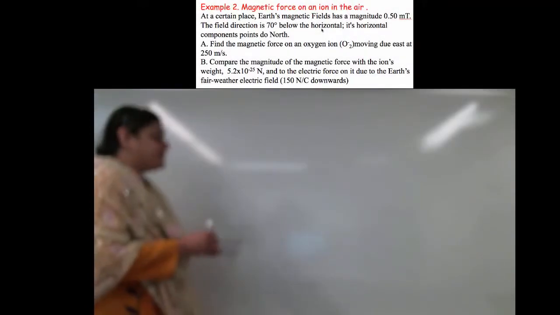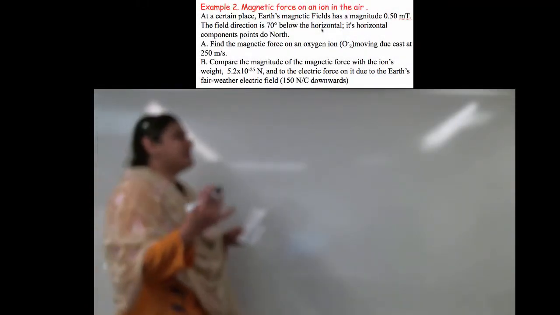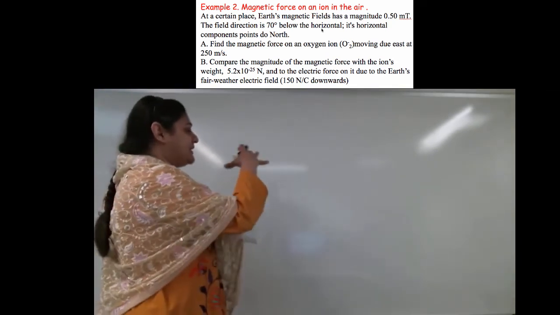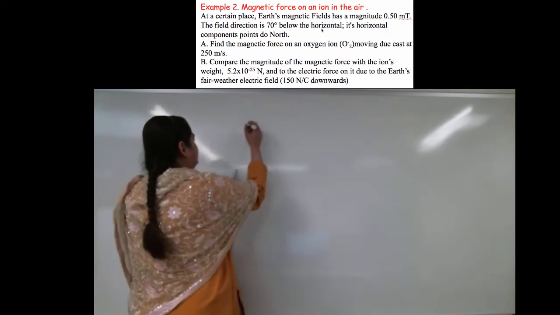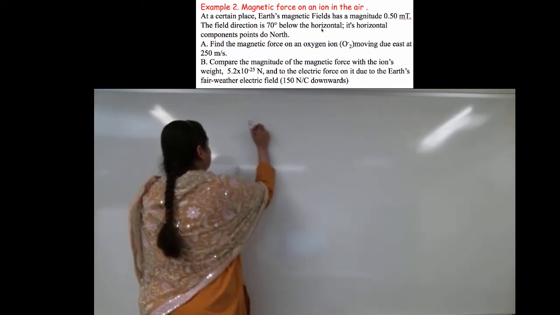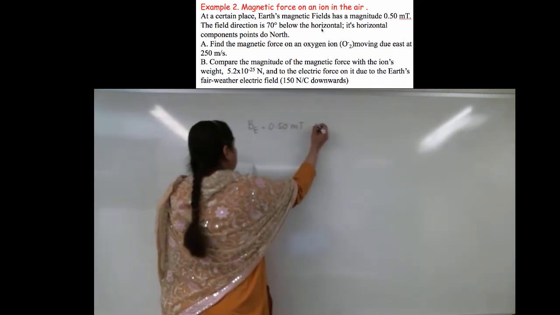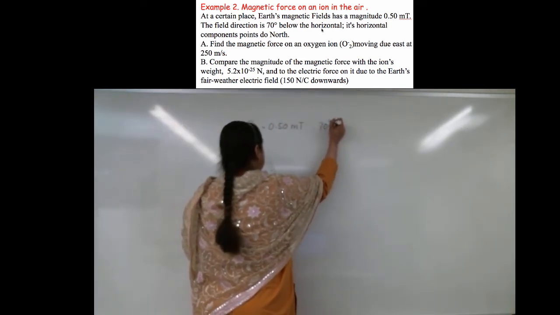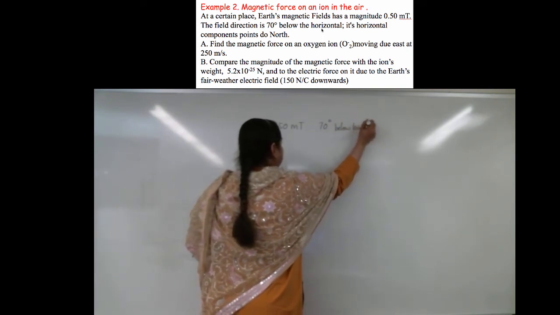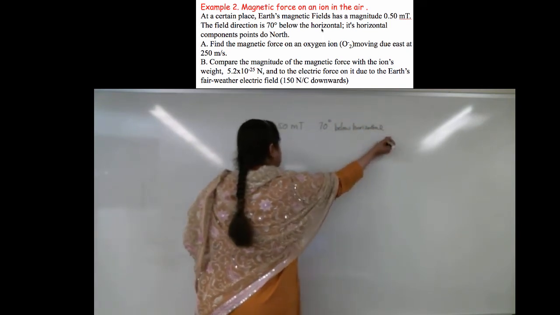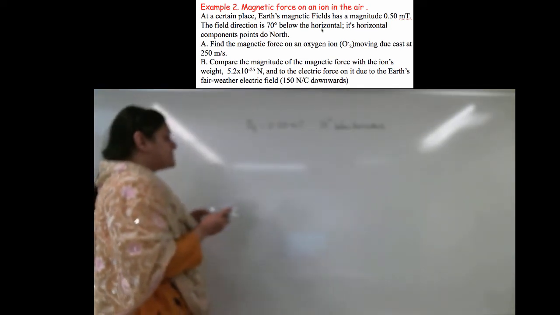Okay, so now bear with me here. This is going to be very interesting. It's not very hard, but it's very hard to draw this on a flat surface. So what the question is saying is that the Earth's magnetic field, B for the Earth, is 0.50 millitesla, and it is directed 70 degrees below horizontal. And it's saying that its horizontal component points due north.